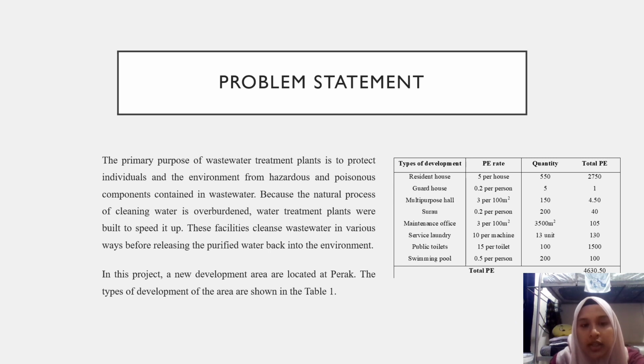In this project, a new development area is located at Perak. The types of development of the area are shown in Table 1. The types of development are resident house, guard house, multipurpose hall, surau, maintenance office, service laundry, public toilets and swimming pool. The total PE for the area is 4,630.